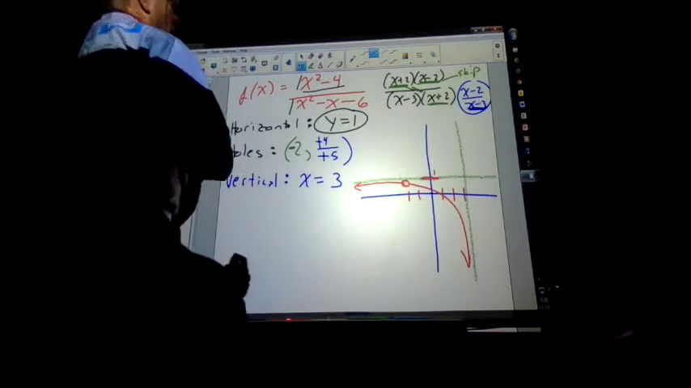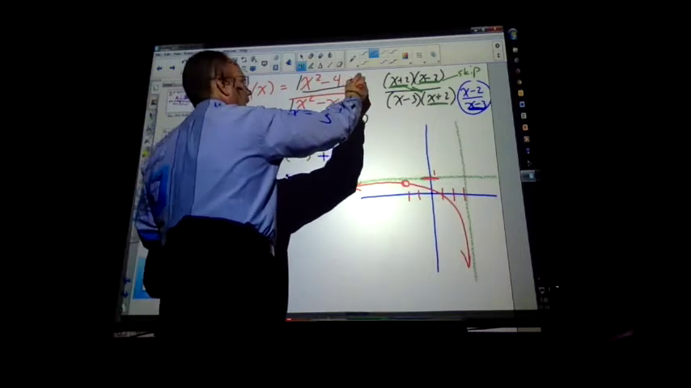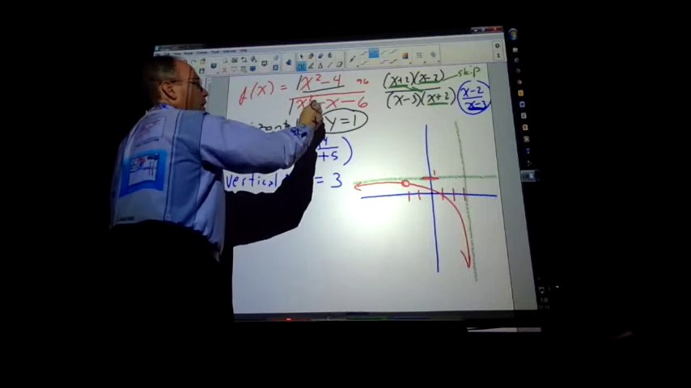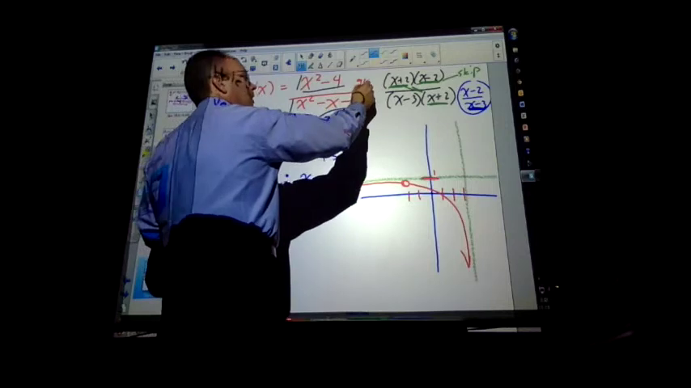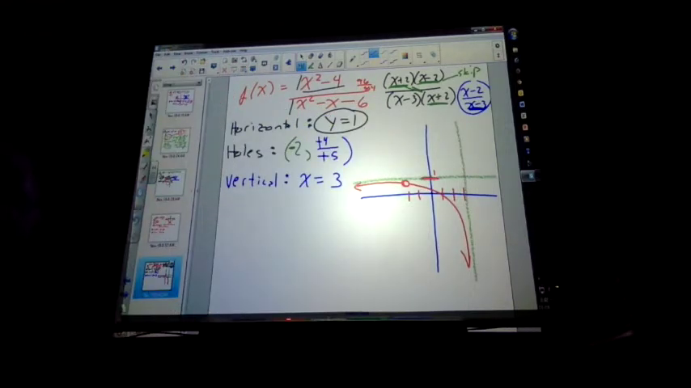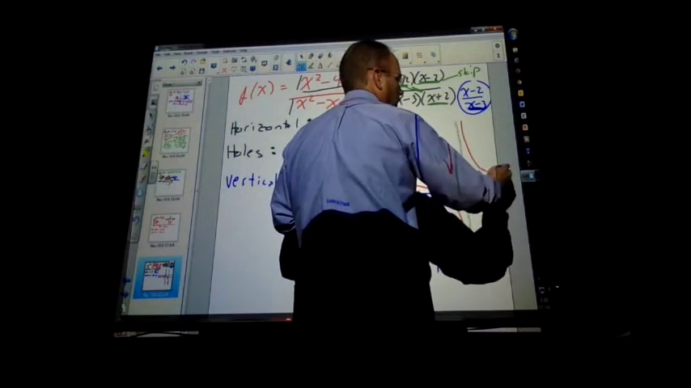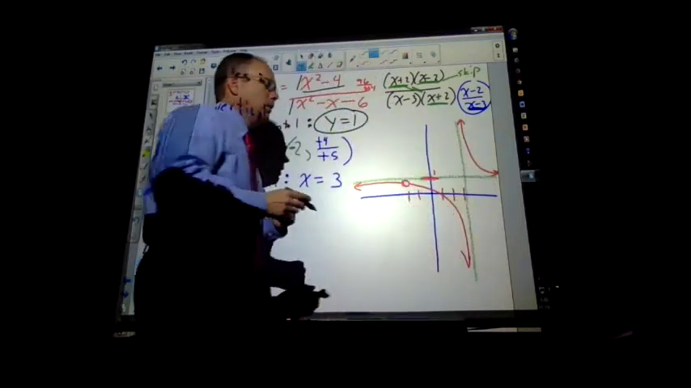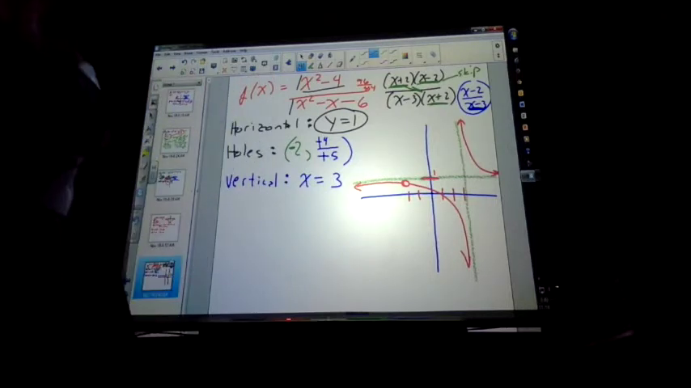If I were to plug positive 10 in, I get 10 squared, which is 100, minus 4, so I get 96. And then I get 100 minus 10 is 90, minus 6, 84. So 96 over 84, is that bigger than 1 or less than 1? It's bigger. The numerator is larger. The top is larger. So if I had 1 here, I'd say this graph is doing something like this. There's a hole on one side right here. Remember the hole, it's going to skip over.